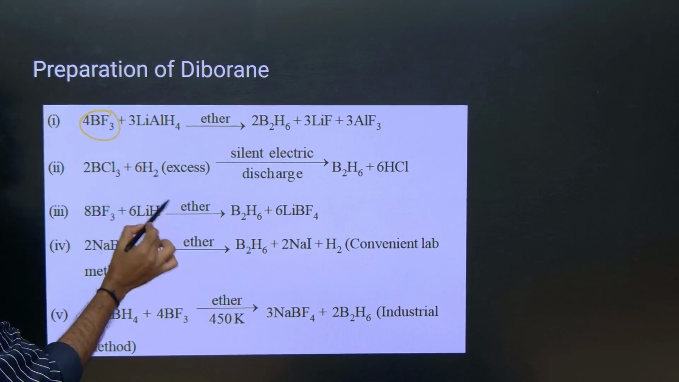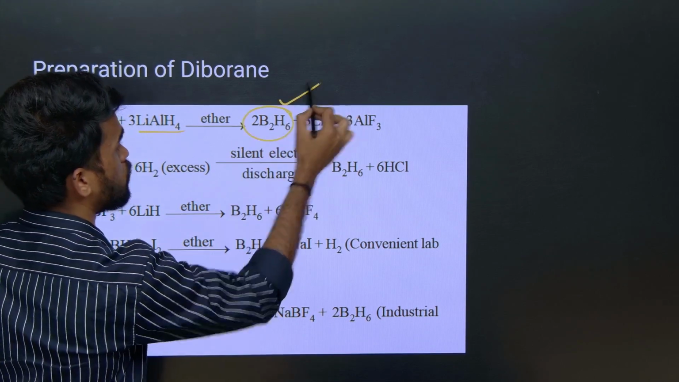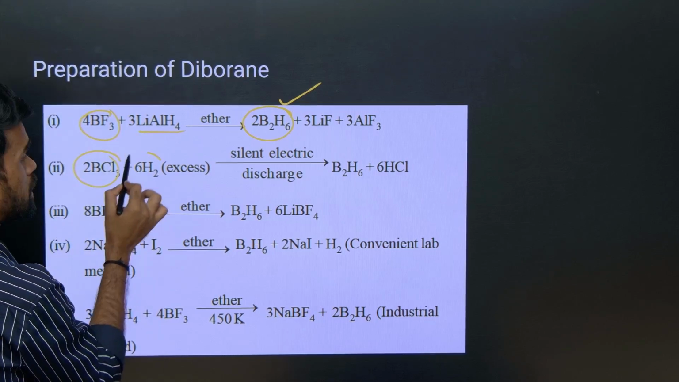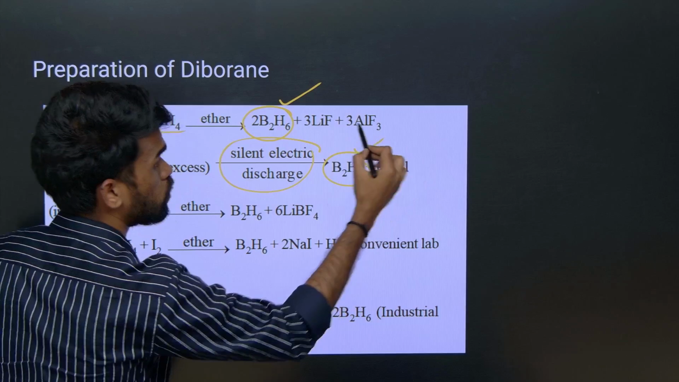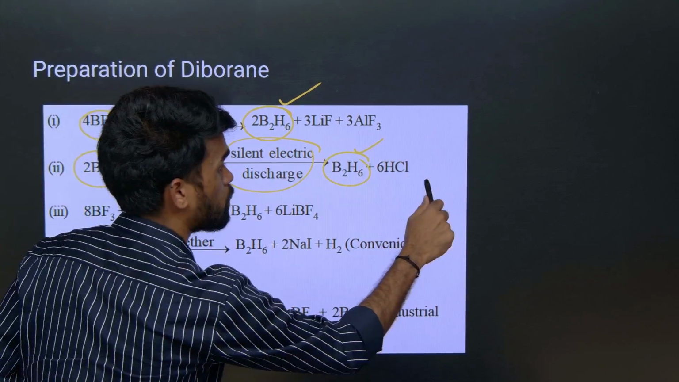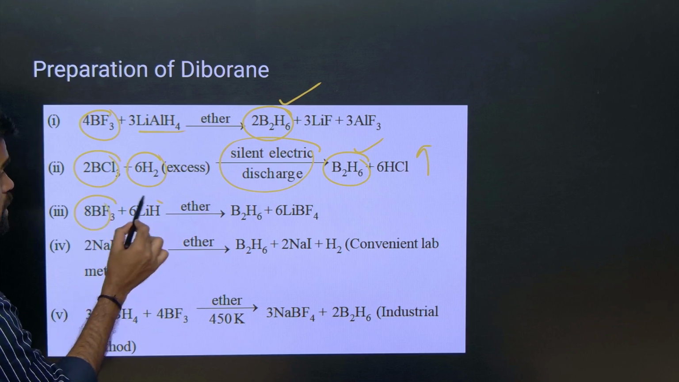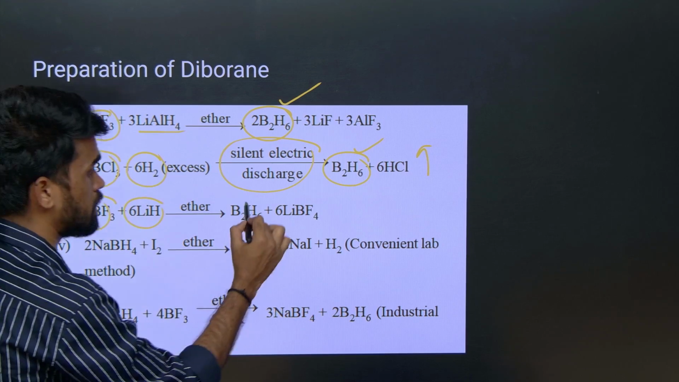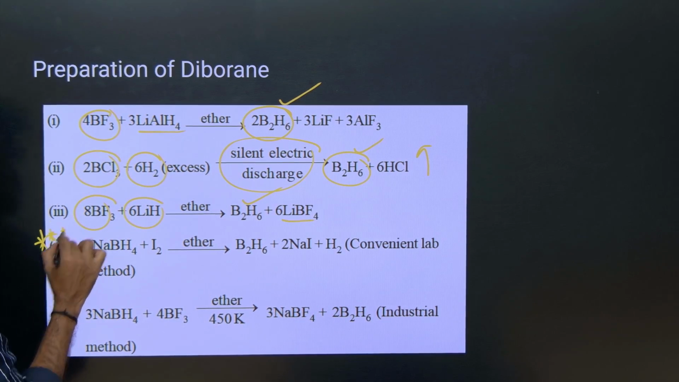BF3 when treated with lithium aluminum hydride gives B₂H₆ as a product. Now BCl3 when treated with hydrogen gas in a dielectric discharge also produces B₂H₆. They may also ask what byproduct is produced here. HCl gas is produced. BF3 with lithium hydride also produces B₂H₆. What byproduct is obtained, also should be focused on.